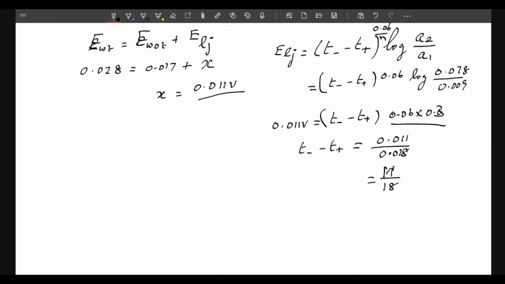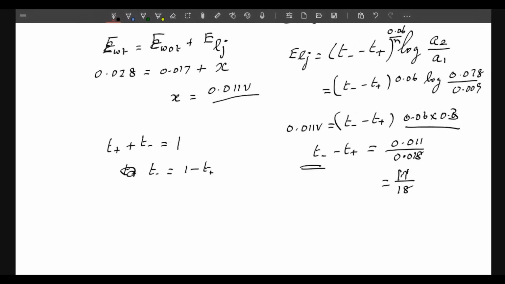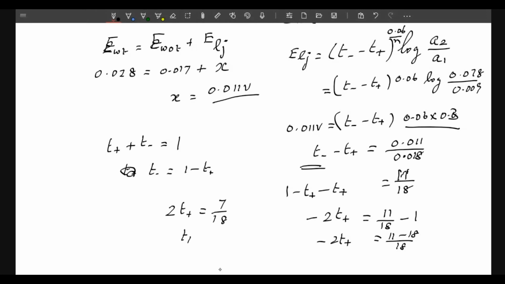That is 11 by 18. Then how to proceed, sir? You can easily proceed. You know the relationship: T plus and T minus is equal to 1. Therefore, T minus would be equal to 1 minus T plus. In the place of T minus, you can put 1 minus T plus. Minus 2 T plus is equal to 11 by 18 minus 1, equal to 11 minus 18 by 18. So 2 T plus is equal to 7 by 18, or T plus is equal to 7 by 36, nearly it should be 0.2.